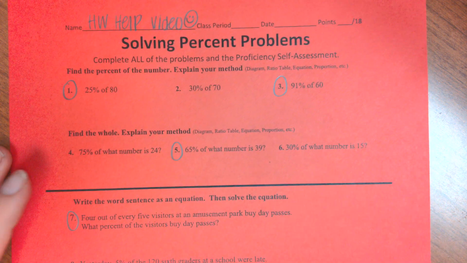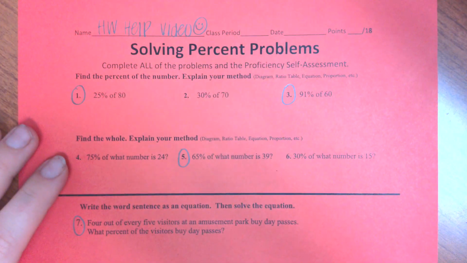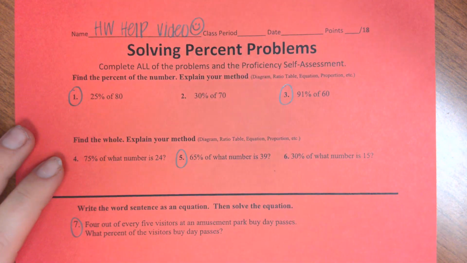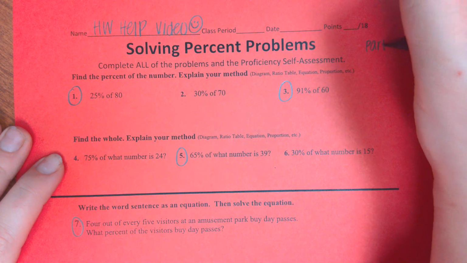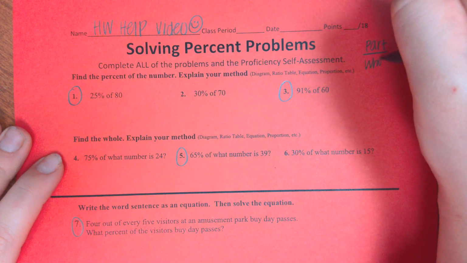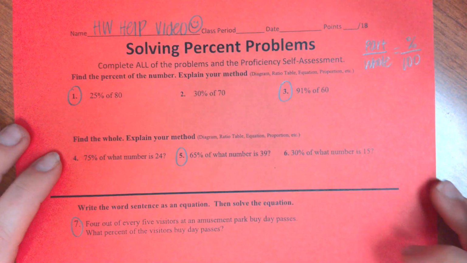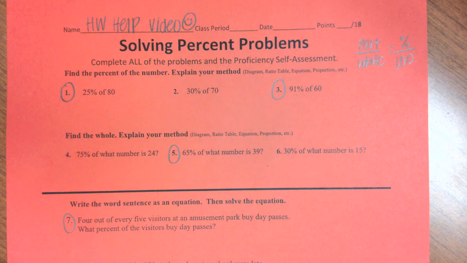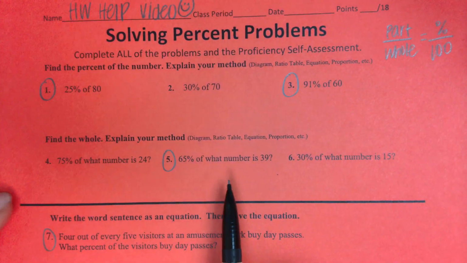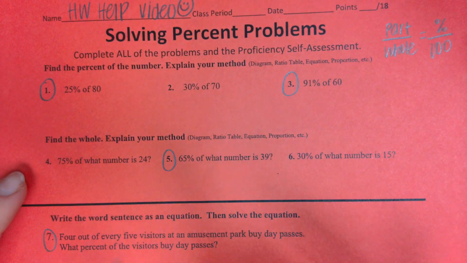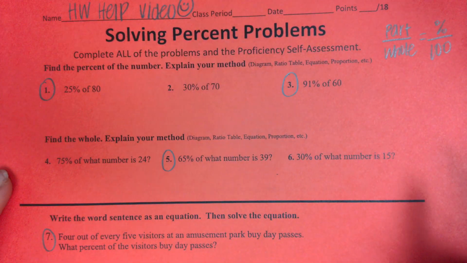Okay, so starting off, the very first thing that I want to review in this video is the formula for solving percents. The formula is part over whole is equal to percent over 100. This is the formula. When we have problems where we need to find a percentage, or find a part of a whole, this is the formula that we're going to use.